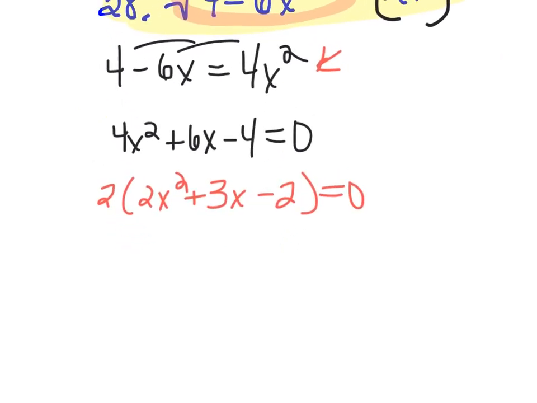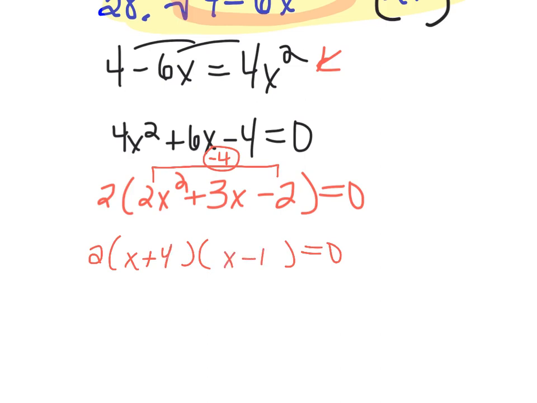So now, guys, let's factor. What are the factors of negative 4 that multiply to give me negative 4 but add to give me positive 3? What are the factors of 4, guys? 2 and 2 or 1 and 4. So what combination would give me a negative 4 when I multiply, but a positive 3 when I add it? Positive 4, negative 1. Good. So plus 4, negative 1.